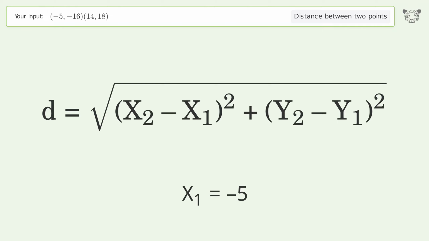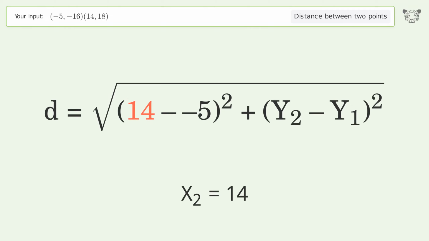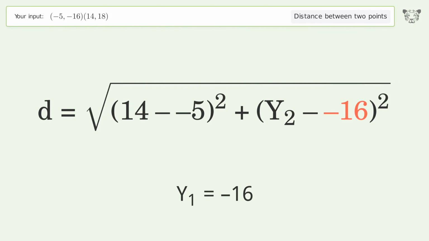x1 equals -5. x2 equals 14. y1 equals -16. y2 equals 18.